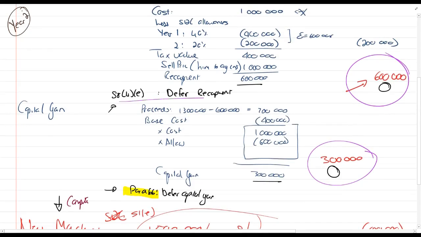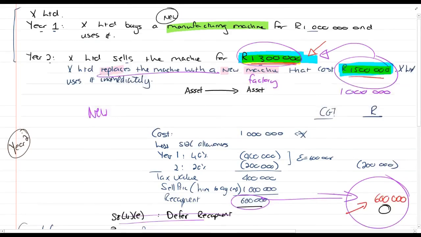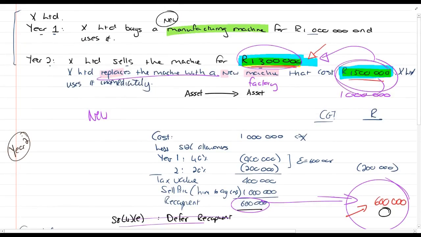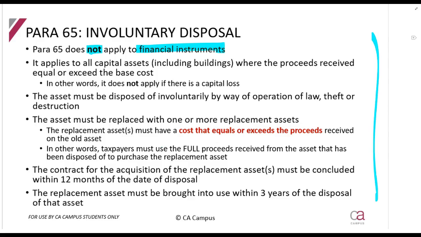If the new asset costs anything less, like 1 million rands, for example, then paragraph 66 would not apply. So here we are saying deferred recoupment will not happen, and I would be taxed on the full 300,000. So the important rule here is the new asset must have a cost which is equal to or higher than what I received from selling that asset. Right, and that applies to paragraph 65 and 66. You'll see these rules are mostly the same. So paragraph 65 I'm just talking about now.